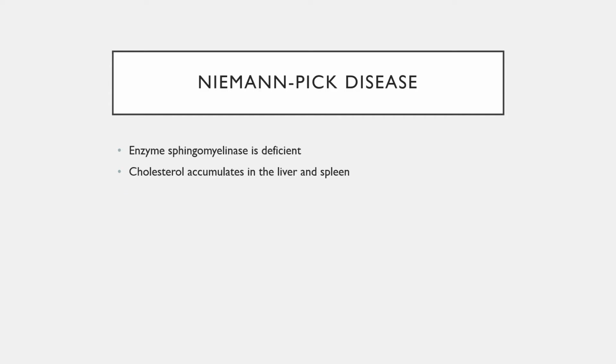In Niemann-Pick disease, patients are lacking the enzyme sphingomyelinase, which is very deficient or lacking, and so cholesterol starts to accumulate in their liver and spleen.